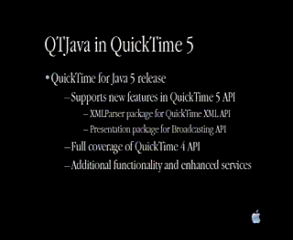So, QuickTime for Java 5 has new support for the new features in QuickTime 5. Some of the new features in QuickTime 5 is the XML package. QuickTime for Java has an XML parser package which allows you access, and we'll talk about this later. And QuickTime 5 also has a new broadcast API, and QuickTime for Java 5 supports QuickTime's broadcast API with the presentation package, and Michael will give you a demonstration of that this afternoon.